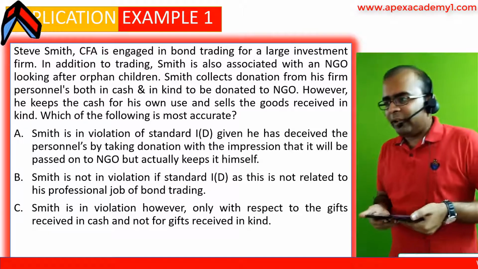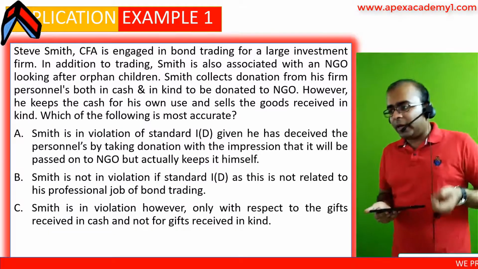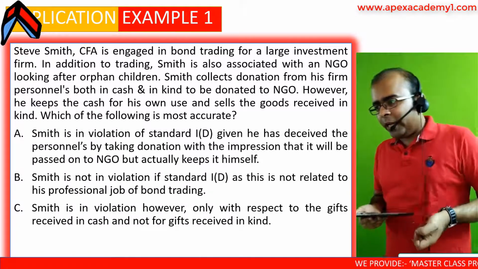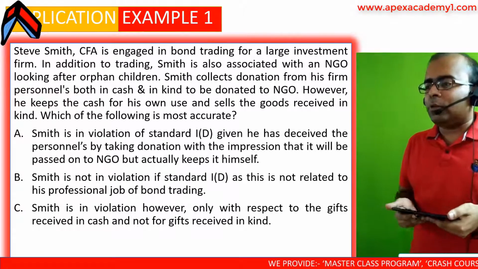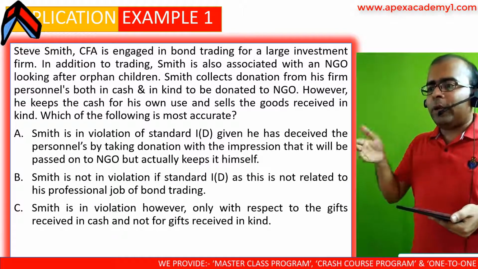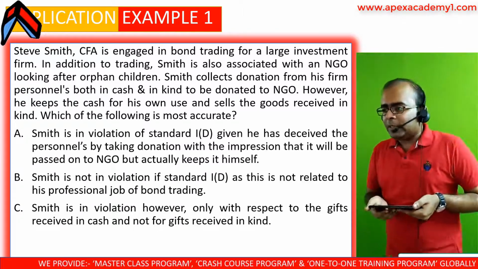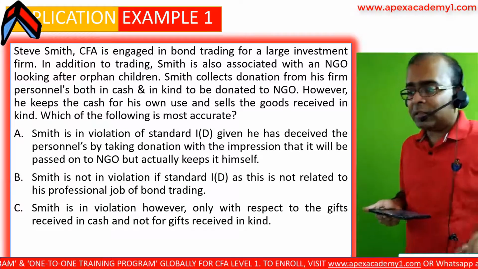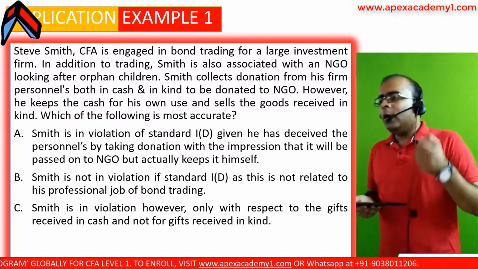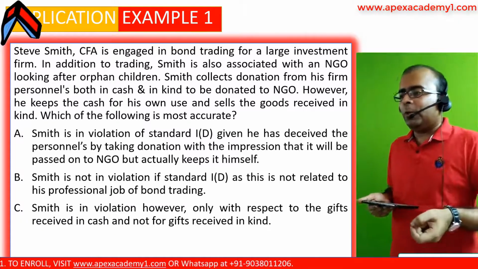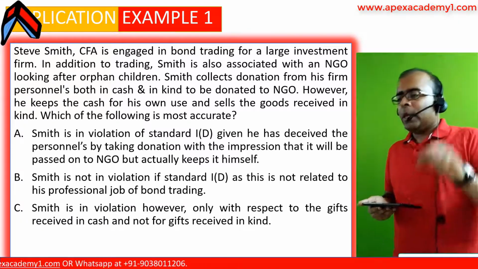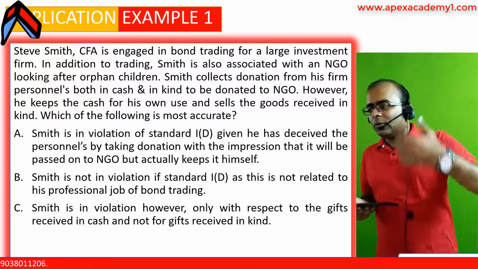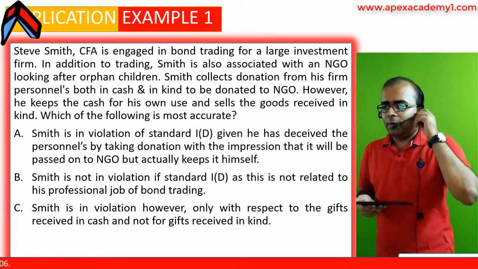Steve Smith, CFA, is engaged in bond trading for a large investment firm. In addition to trading, Smith is also associated with an NGO looking after orphan children. Smith collects donations from his firm's personnel, both in cash and in kind, to be donated to the NGO. However, he keeps the cash for his own use and sells the goods received in kind.